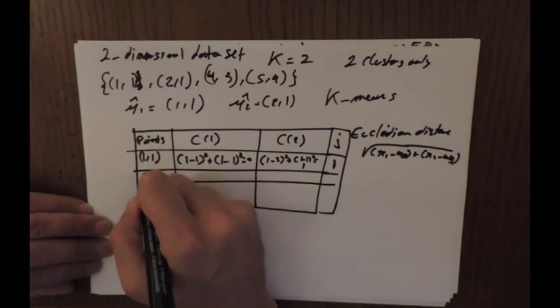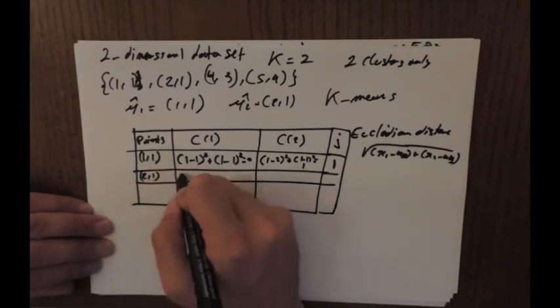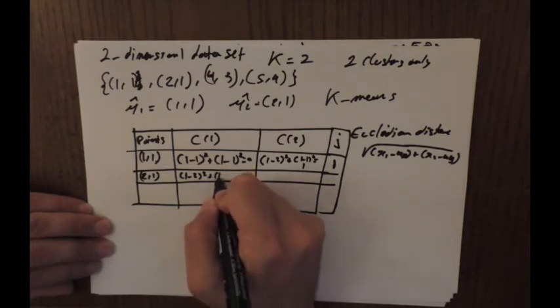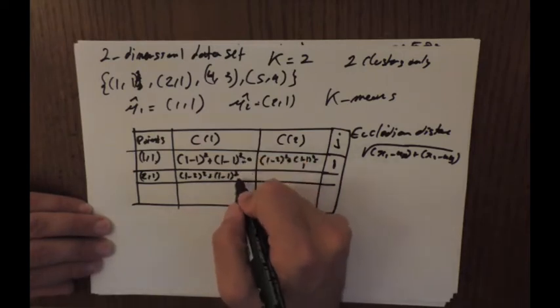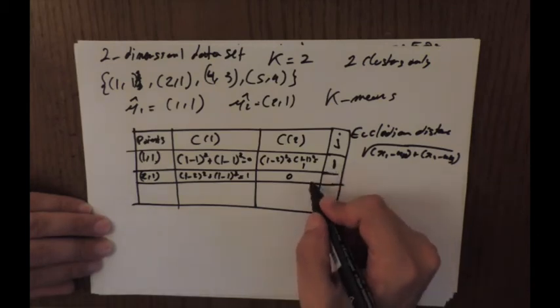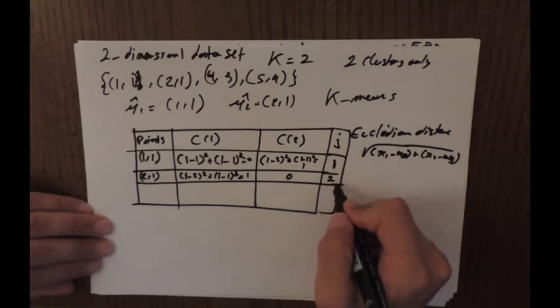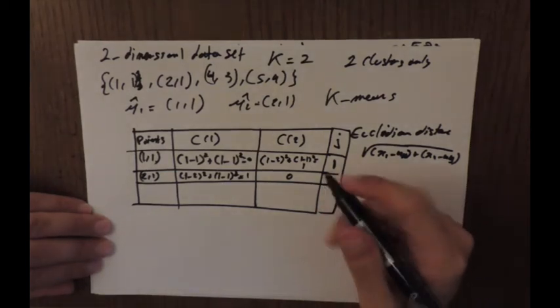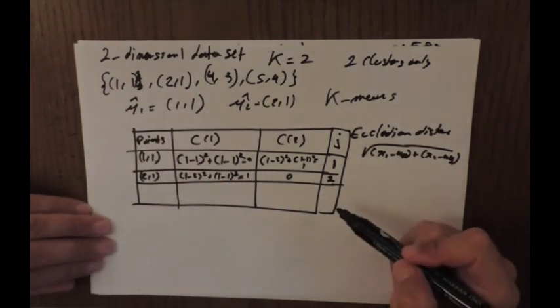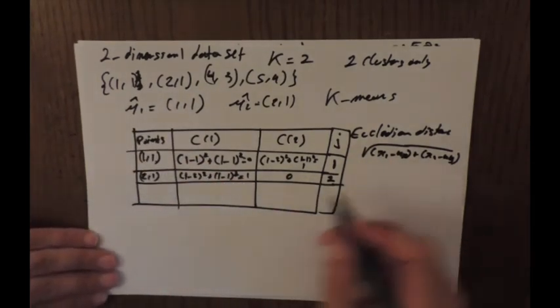So now I try the second point. Again, I find the distances: one is equal to 1, and of course the other will be equal to 0, and so this belongs to cluster 2. But wait, we said that these are very close to each other, they should belong to the same cluster. Well, we need to wait until the algorithm finishes.